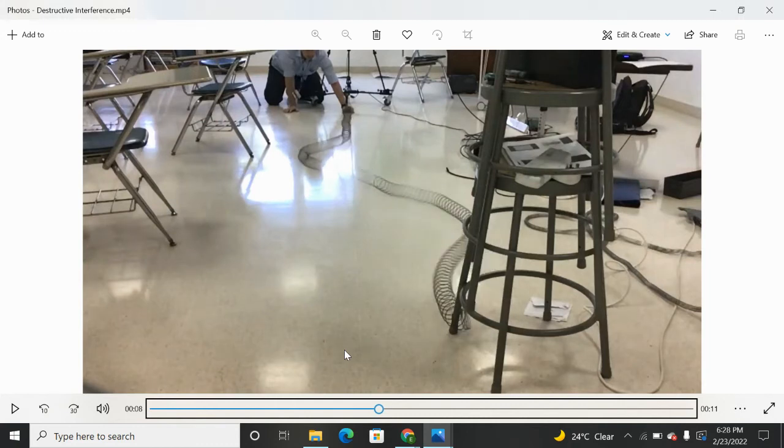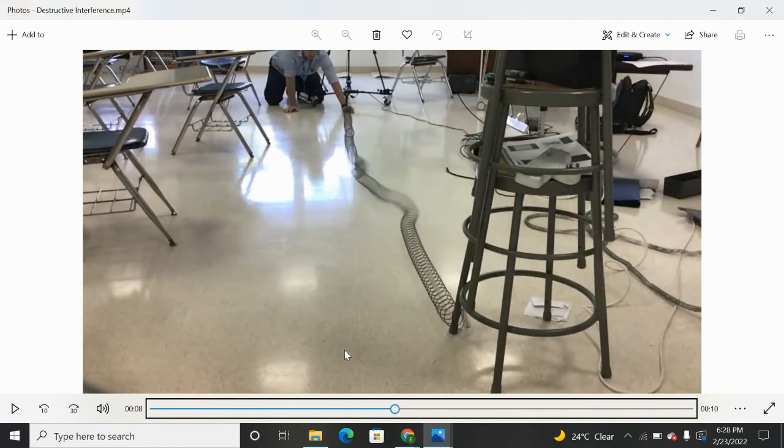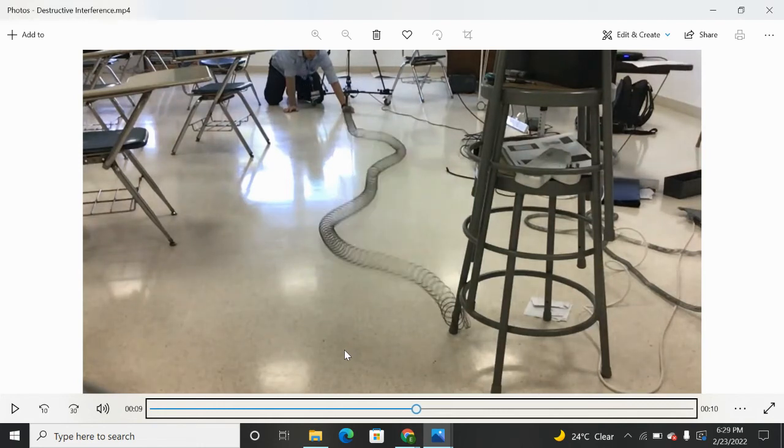Now, as they move towards each other, you can see them getting closer and closer, and see what happens right when they run into each other. Look at that right there. See how they almost completely cancel each other out? That's destructive interference.